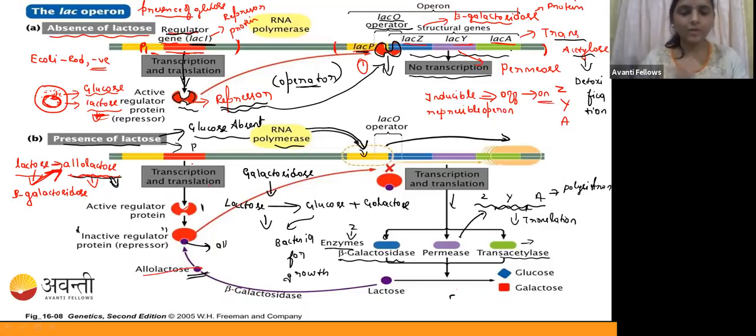Now you can tell me in the chat box. I will ask you a question. What is the name of the inducer in the lac operon? Mayuri, Prachi, answer me in the chat box. Very good, Prachi. Allolactose is the inducer. And who is going to inhibit the lac operon?